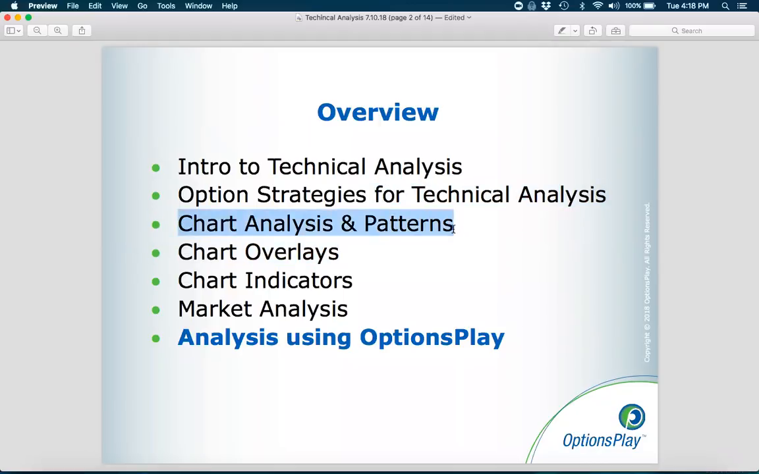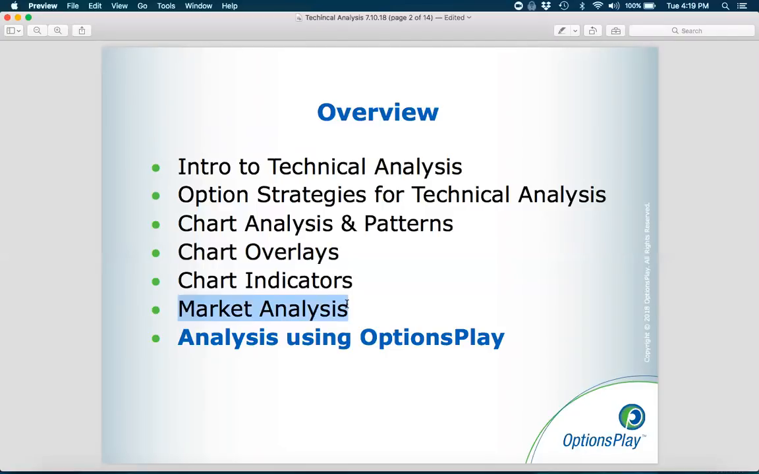Number one, chart analysis and patterns. This is for those who like to read the price action on the charts. Then I'll talk about chart overlays, things like moving averages and Bollinger Bands that overlay the price chart to help you determine where price is going to go. Next, I'll cover chart indicators. A very popular segment of technical analysis is using indicators like MACD, RSI and stochastics, which tell you overbought or oversold conditions. And lastly, market analysis and intermarket analysis, which is also popular, especially for those of you who have read some of the classic textbooks on technical analysis.